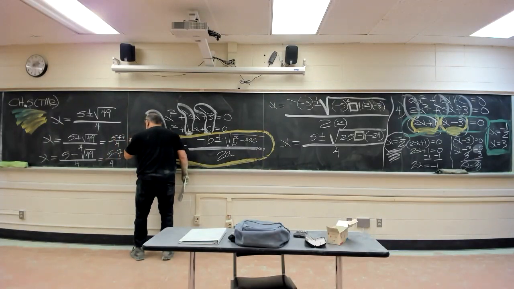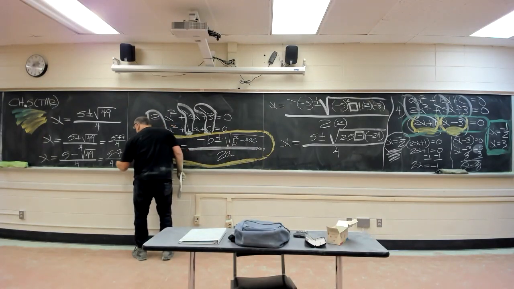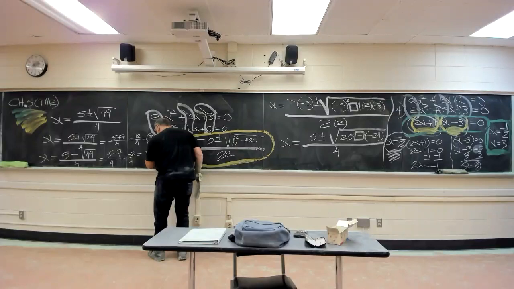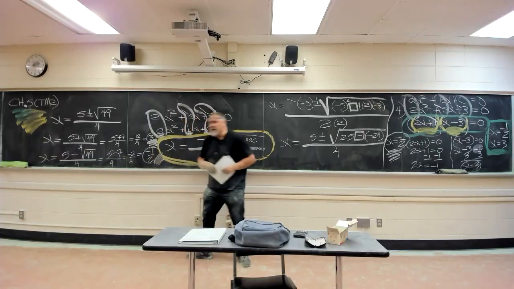5 plus 7 is 12. 12 divided by 4 is 3. 5 minus 7 is negative 2. Negative 2 divided by 4 is negative 1/2. I'm getting answers of 3 and negative 1/2.